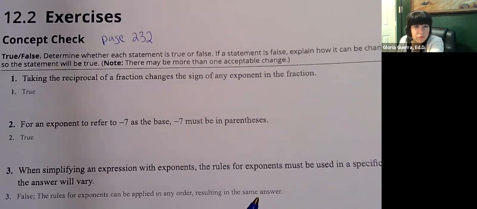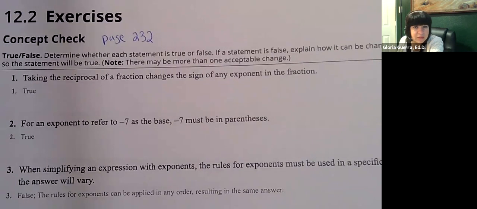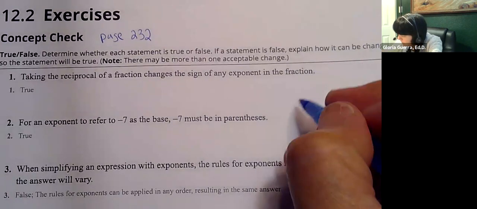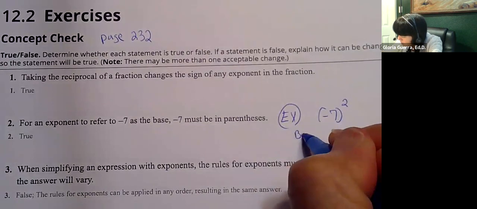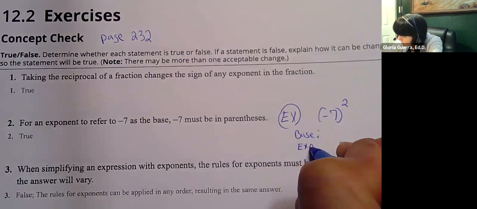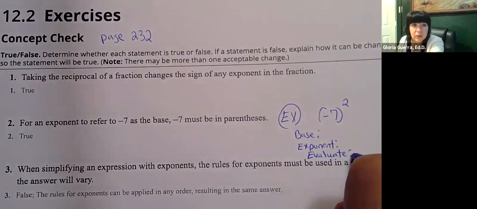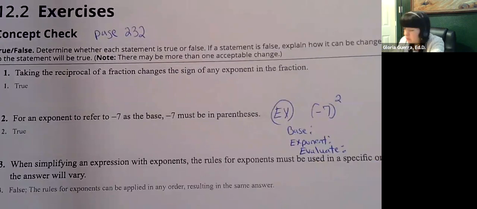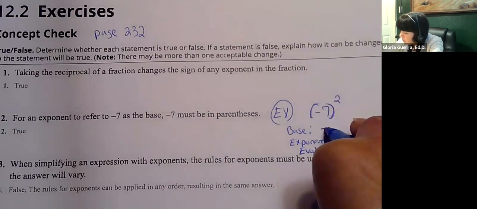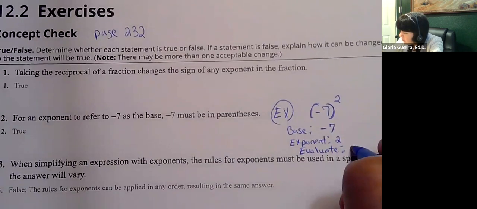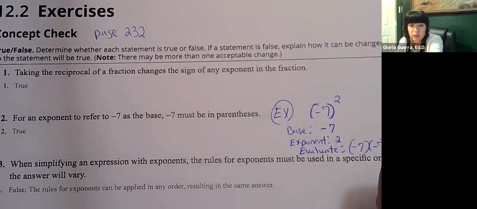Number two, for any exponent to refer to -7 as the base, -7 must be in parentheses. Okay, yeah, that would be true if you had -7 to the second power, and you know how your teacher puts base, exponent, and then evaluate, right? To say that the base is -7 means you need to have it in parentheses. The exponent is 2, and that would be -7 times -7, which would be 49, right?